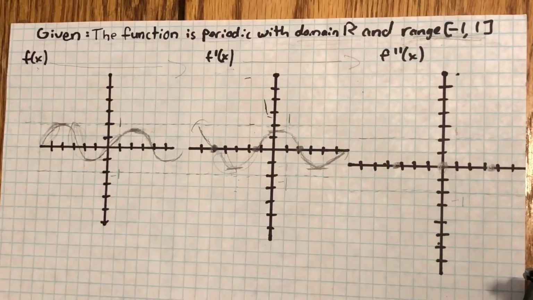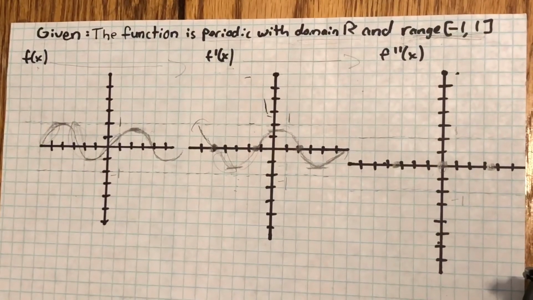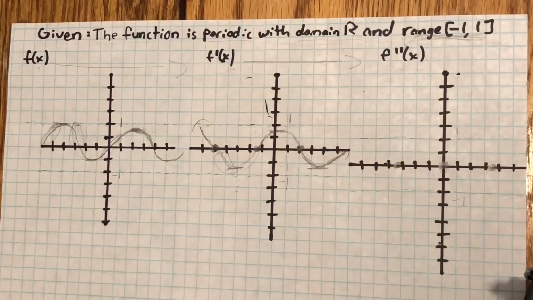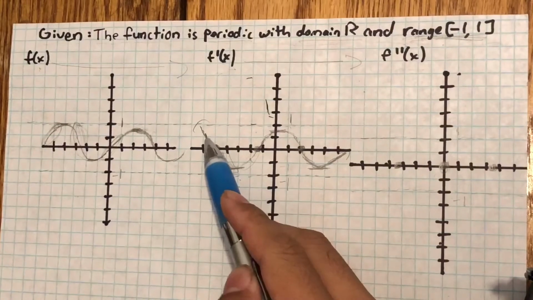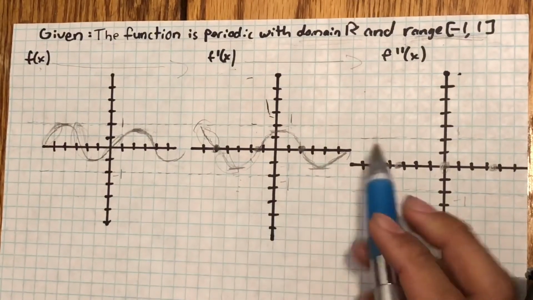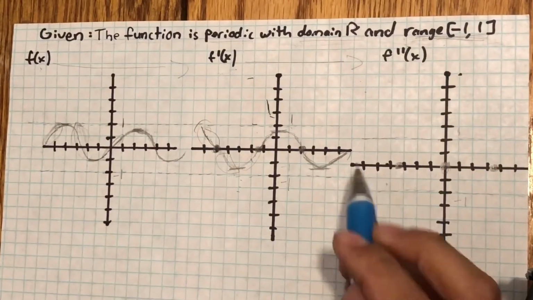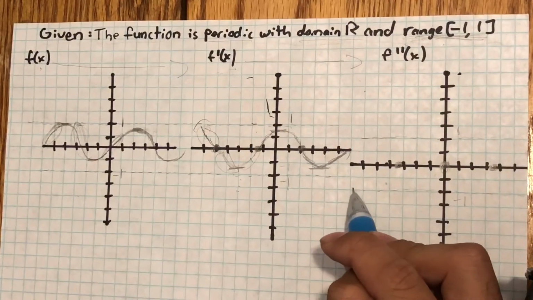And since we already know that when the graph of f prime of x is increasing, the graph of f double prime of x will be above the x-axis. And when f prime of x is decreasing, we know that the graph of f double prime of x will be below the x-axis. So now let's proceed to graph f double prime of x.